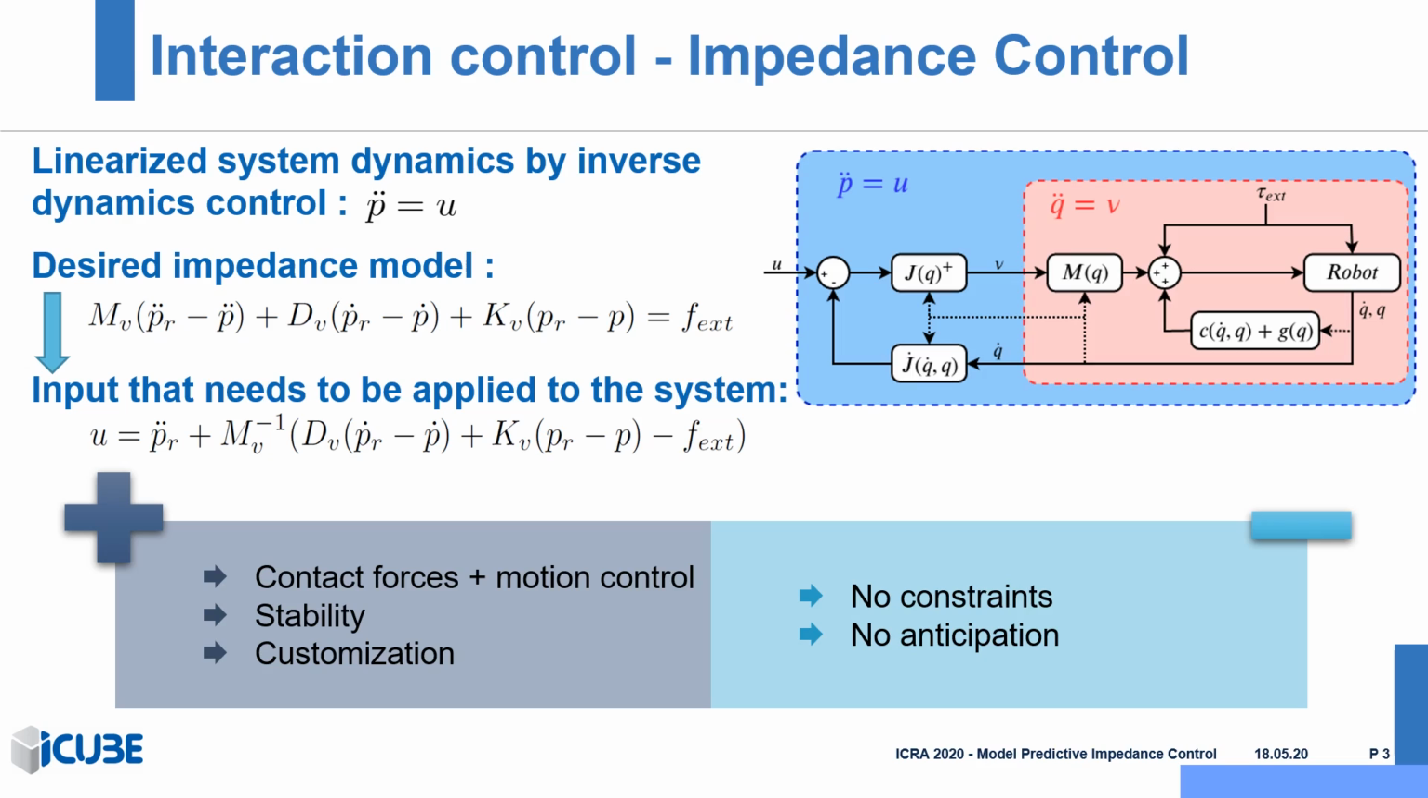Impedance control is of particular interest for interaction control, as it can simultaneously deal with contact forces and motion control, and also shows advantageous stability properties as well as a high customization of the parameters. In contrast, in its classical version, imposing constraints becomes challenging and no anticipation is possible.